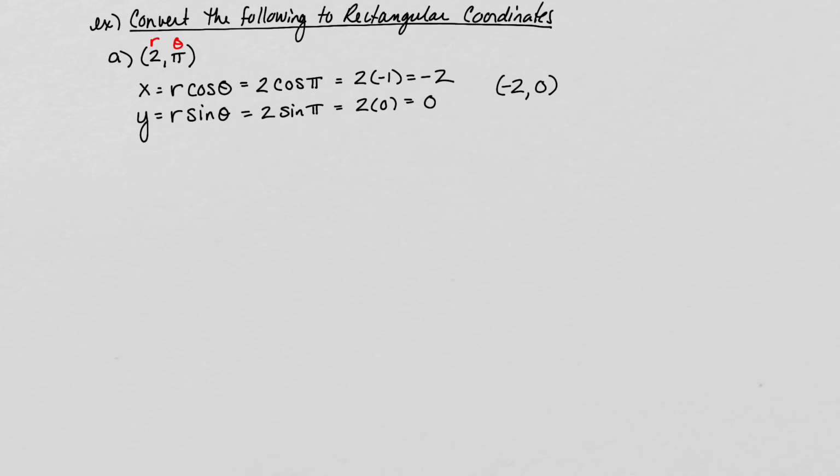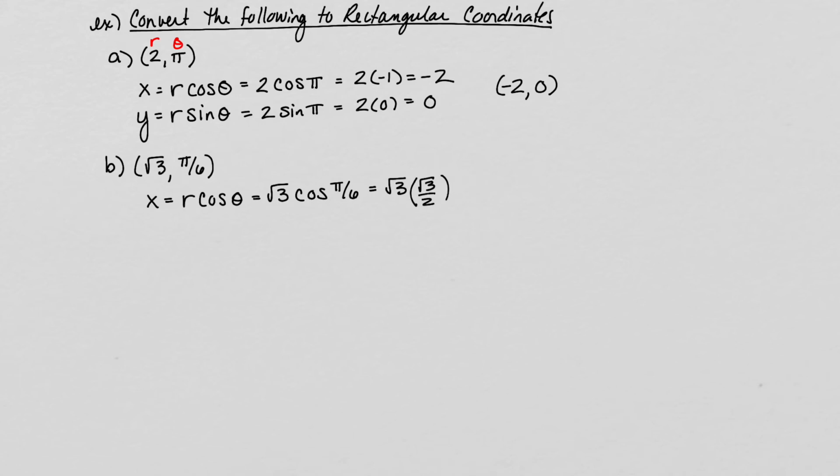Okay, so we'll do one more. So root 3 comma pi over 6. Again, x is going to be equal to r cosine theta. So root 3 cosine pi over 6. The cosine of pi over 6 is root 3 over 2, right? So I have root 3 times root 3 over 2, which is just going to be 3/2.